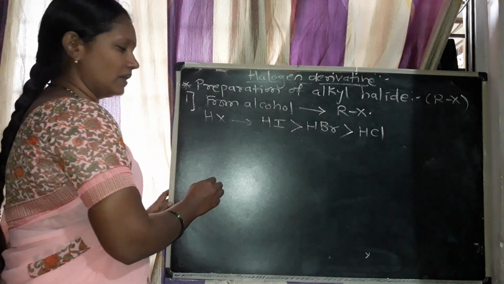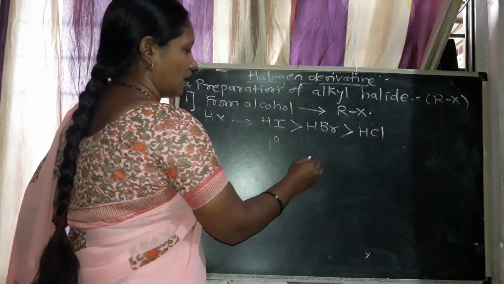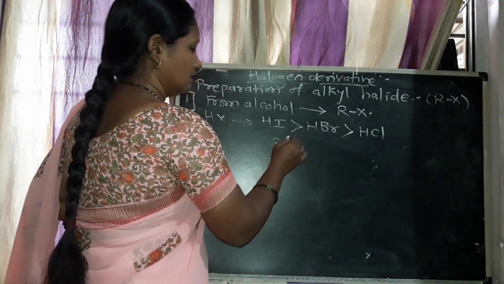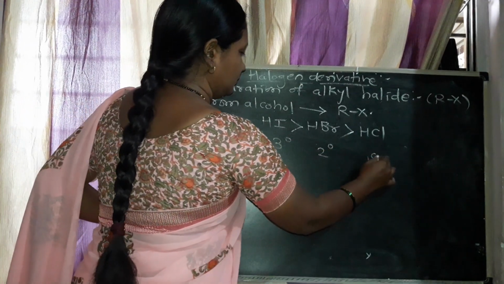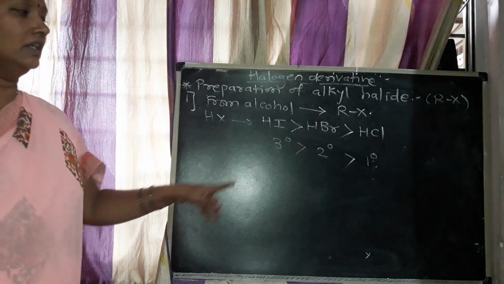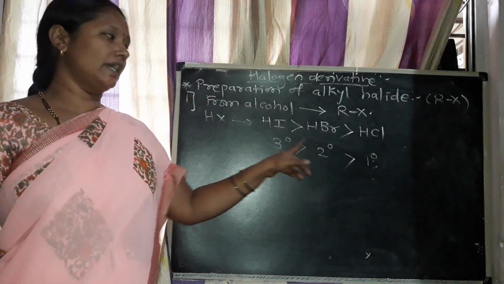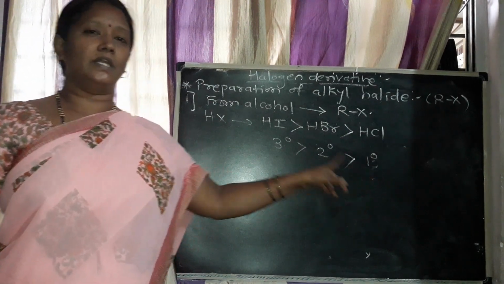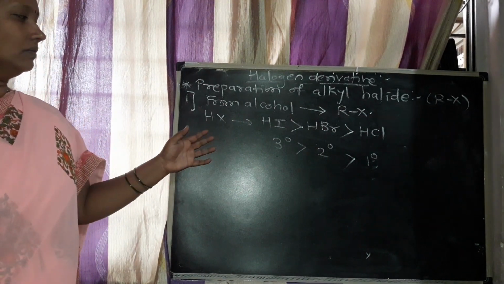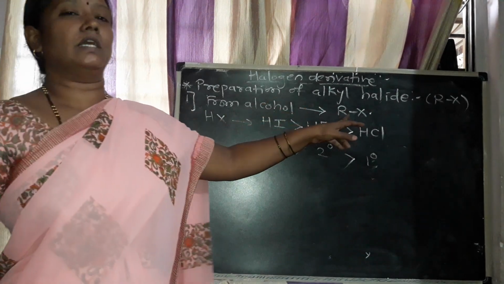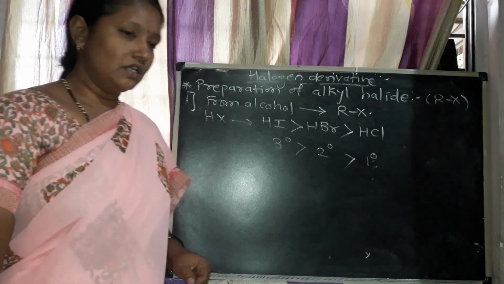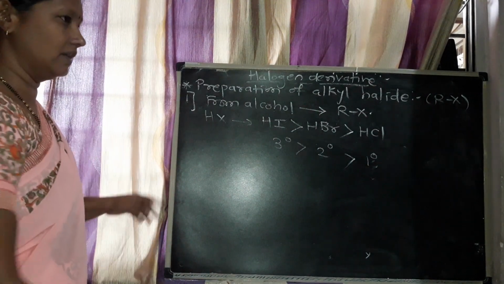In alcohols there are also three types: primary, secondary and tertiary. In this order of reactivity, tertiary alcohol is more reactive than secondary, than primary, meaning tertiary alcohol is highly reactive compared to the others. We can prepare the alkyl halide by using these three hydrogen halides. Out of this, the first one is HCl.